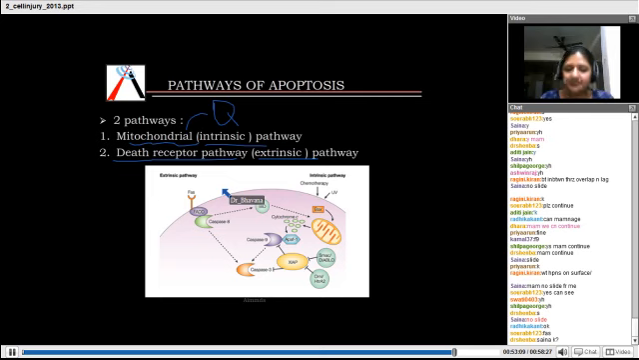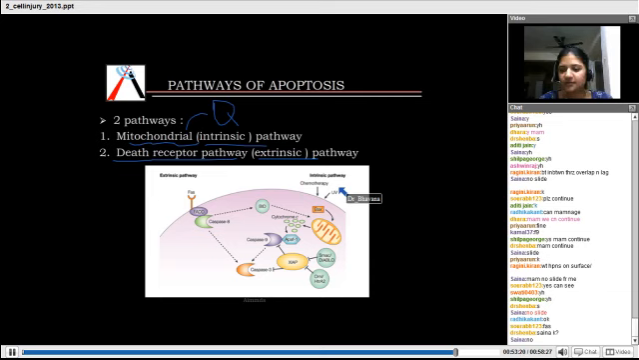And the receptor which is present on the surface of the T lymphocyte is called a death receptor because it is involved in causing apoptosis. We call it a death receptor because it is finally causing death of the cell.